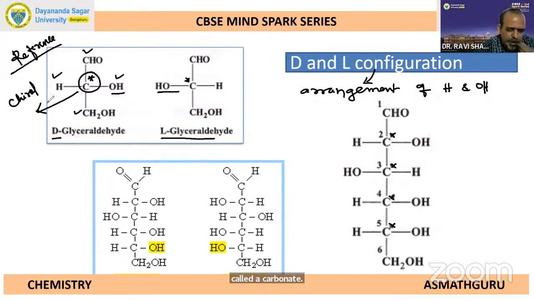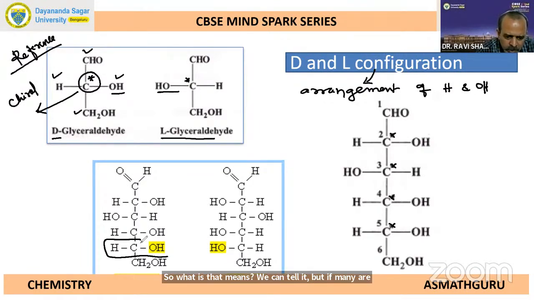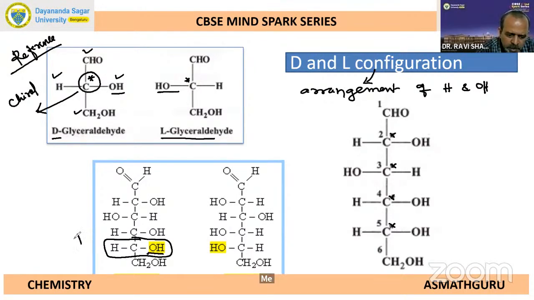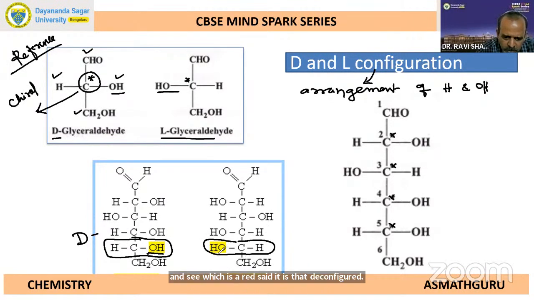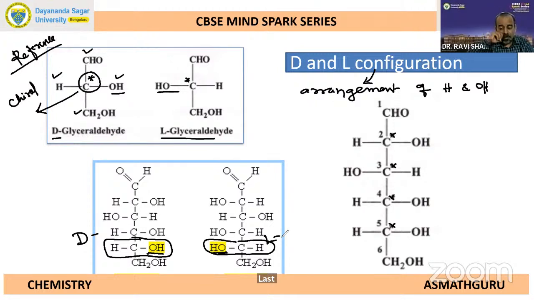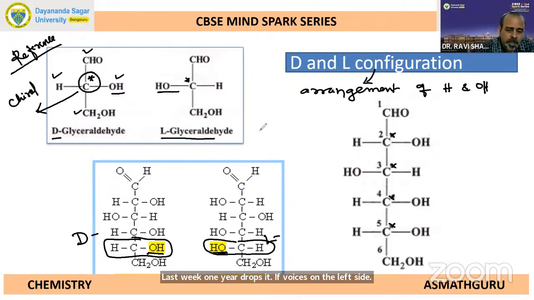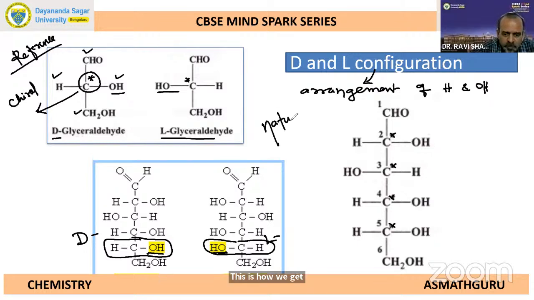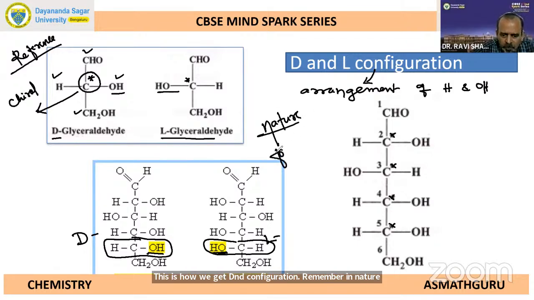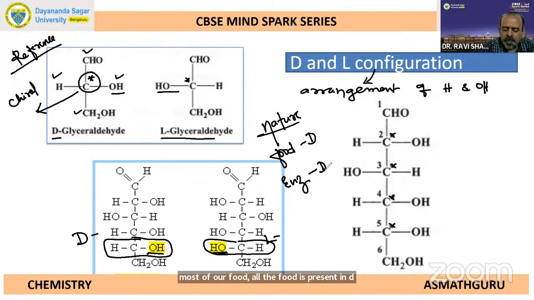So if one is there, we can tell it. But if many are there, what do you have to do? Penultimate. What is penultimate, sir? Last but one you have to observe. And see, if OH is on the right side, it is a D configuration. If OH is on the left side, it is an L configuration. That's it. This is how we get D and L configuration. Remember, in nature, all the food is present in D configuration because the enzymes in our body can recognize only D configuration.